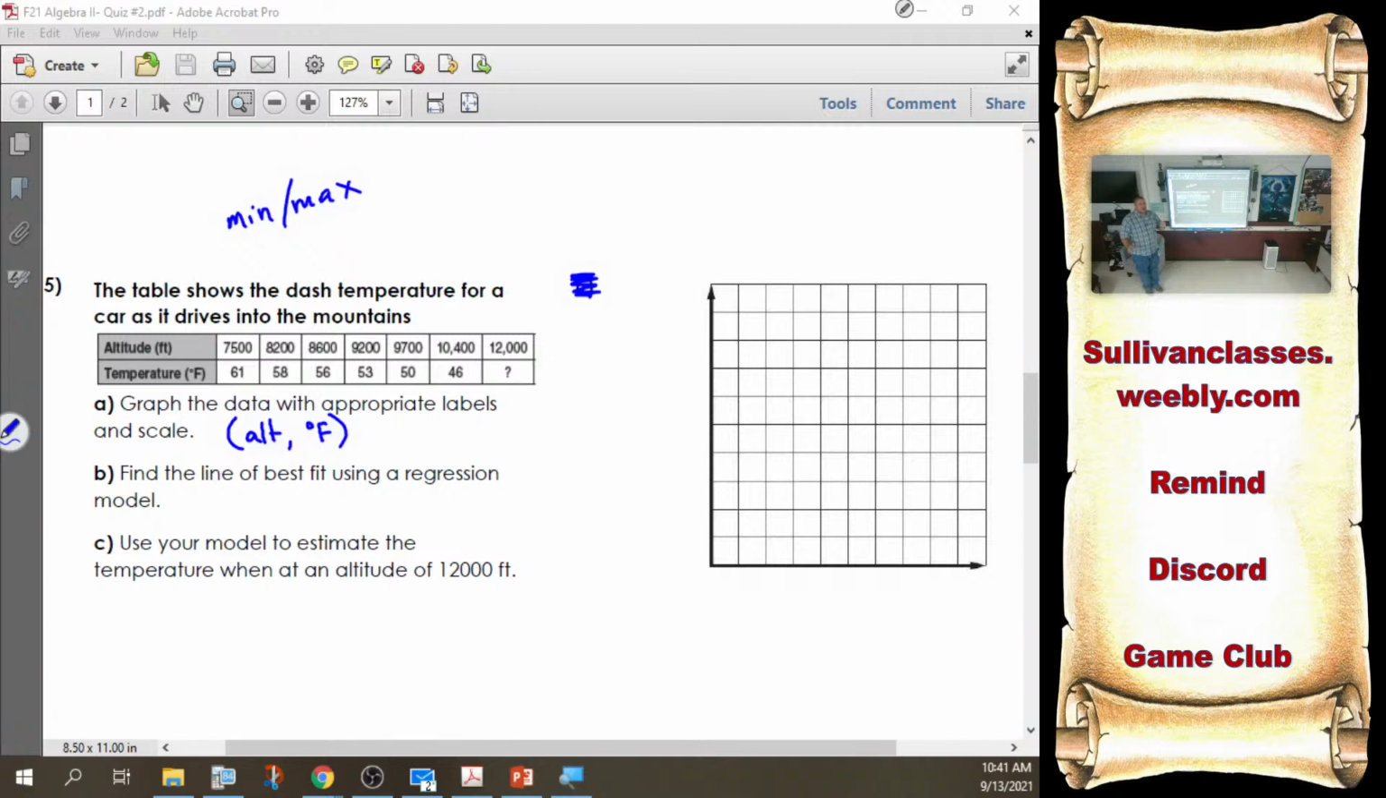Oh, wait. Are we going by thousands or hundreds? Okay, by hundreds, because then 75, 82, 86, I heard thousands, so I had, all right. When we get here, if we're going by hundreds, it is still 104. All right. So I'm going to say altitude by 100 feet. So that tells me what my increments are by hundreds.